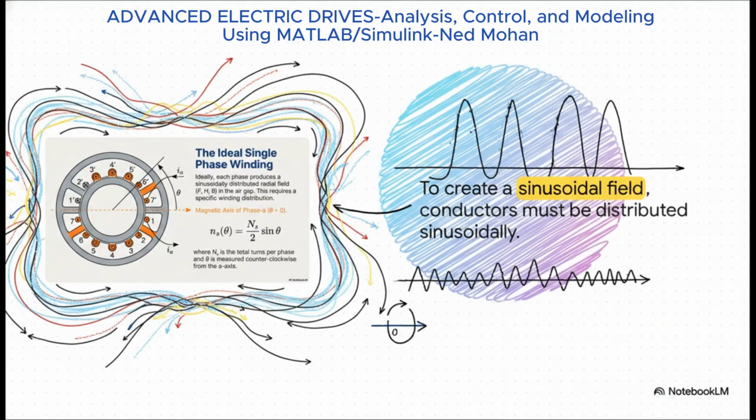Think about it like this. If you want a perfectly smooth, sine wave-shaped magnetic field in the air gap, you have to arrange the wires in a very, very specific way. See, they're not just evenly spaced. They're bunched up in some places and spread out in others, and they follow the pattern of a sine wave perfectly. That equation you see, the one for ns of theta, that's just the mathematical blueprint for that exact pattern.